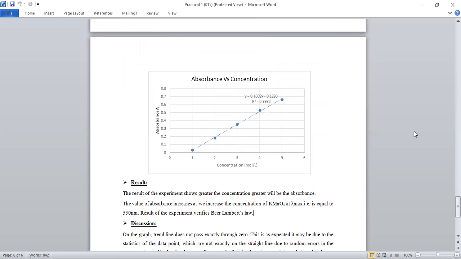This is the graph between absorbance and concentration. This graph shows that the greater the concentration, the greater the absorbance. The result of the experiment shows that the greater the concentration, the greater the absorbance. The value of absorbance increases as we increase the concentration of KMnO4 at lambda max equal to 550 nanometer. The result of the experiment verifies the Beer-Lambert law.